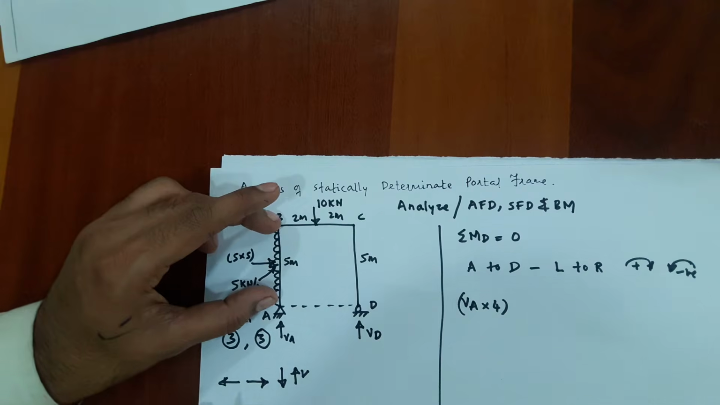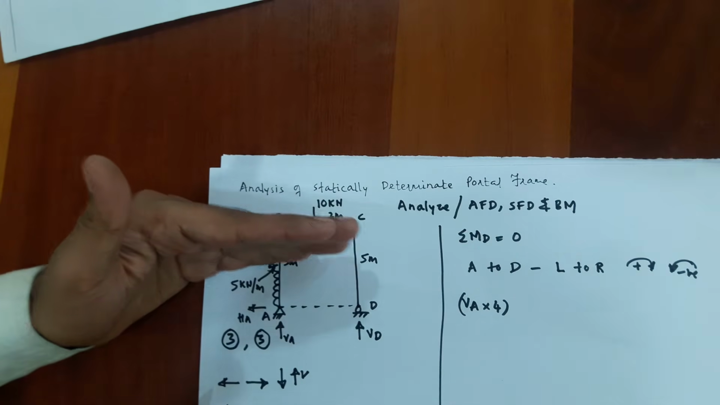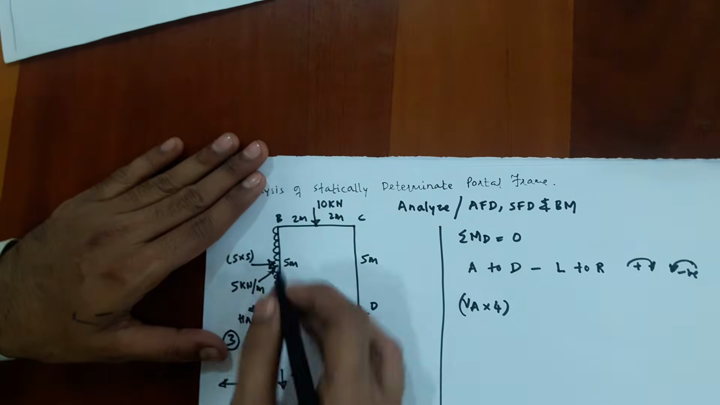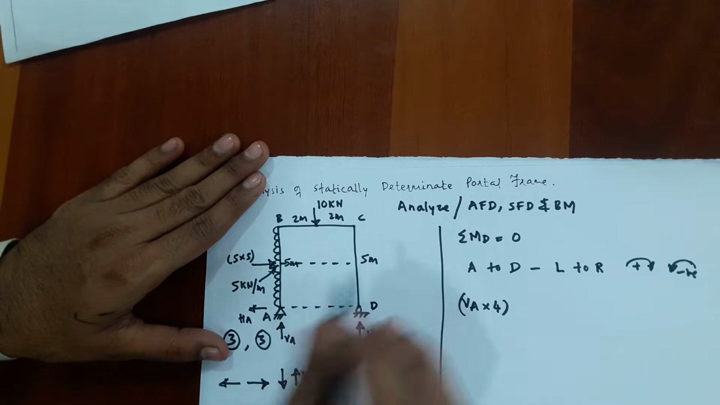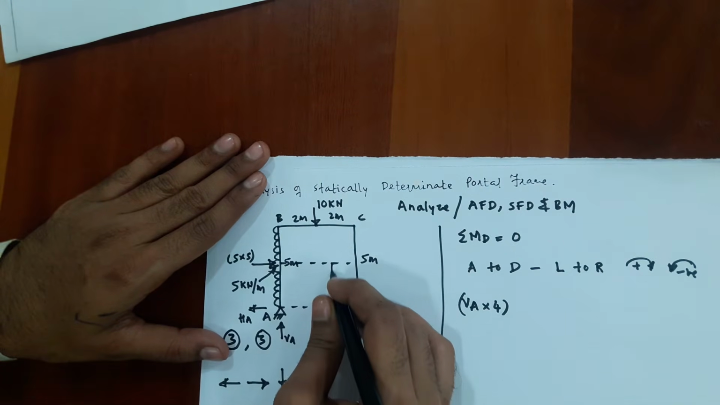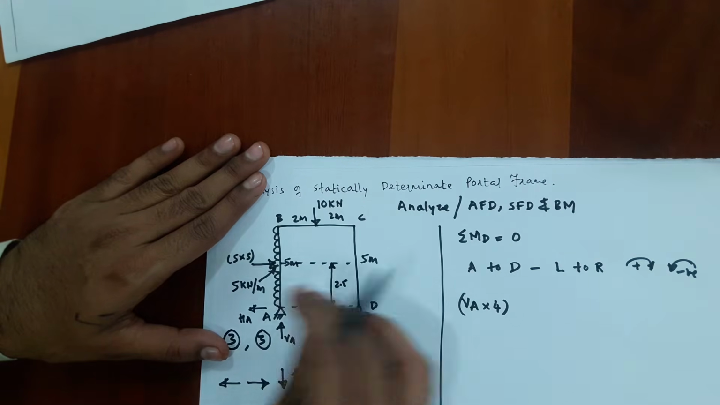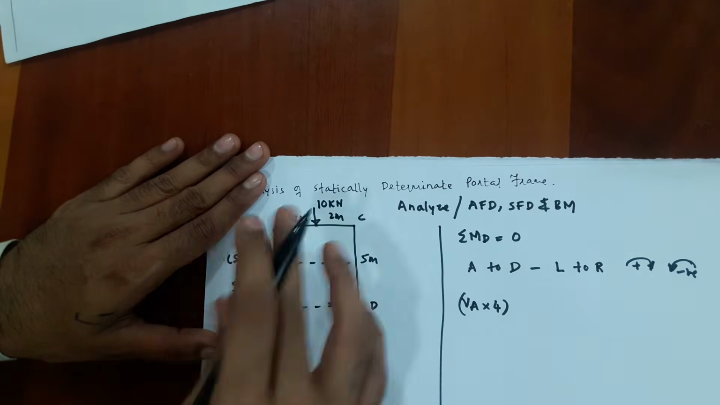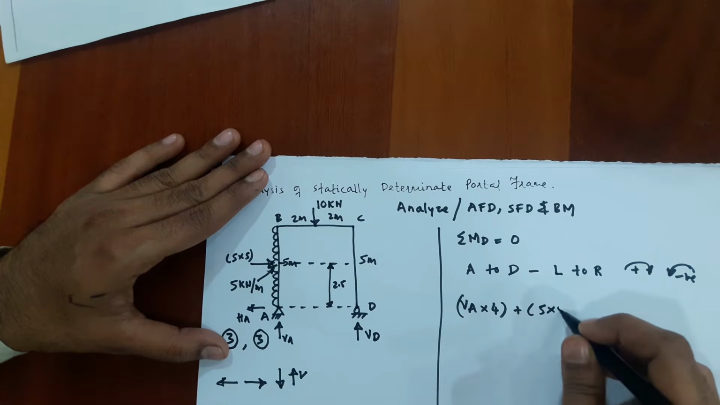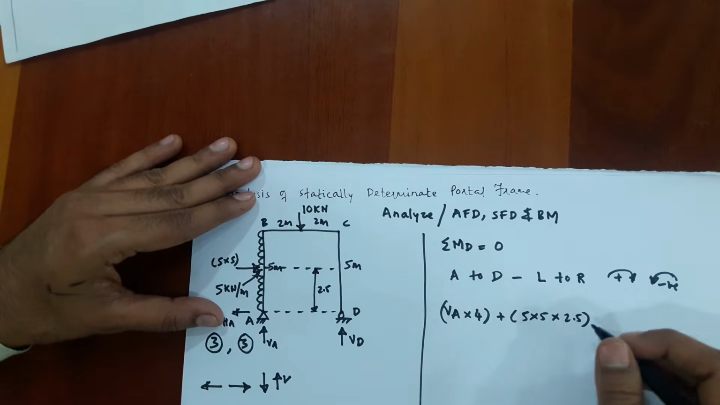So next you have UDL. The total load of the UDL is acting at the center of member AB. This is the line of action of the total load. The perpendicular distance is 2.5, and this is also creating clockwise moment. So plus 5 into 5, the total load of the UDL, into 2.5.